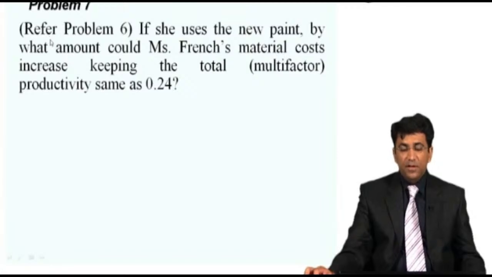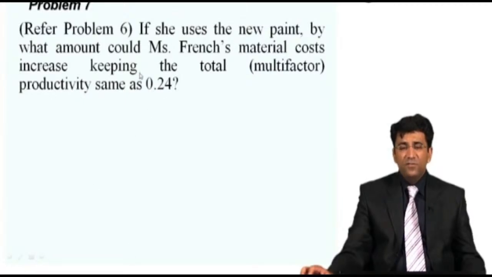This is the next problem. Again, if we refer to problem 6, if she uses the new paint, by what amount could Messrs. French's material cost increase, keeping the total multi-factor productivity the same at 0.24? Now this is a technical question, I would say. Now students, what is now being asked?